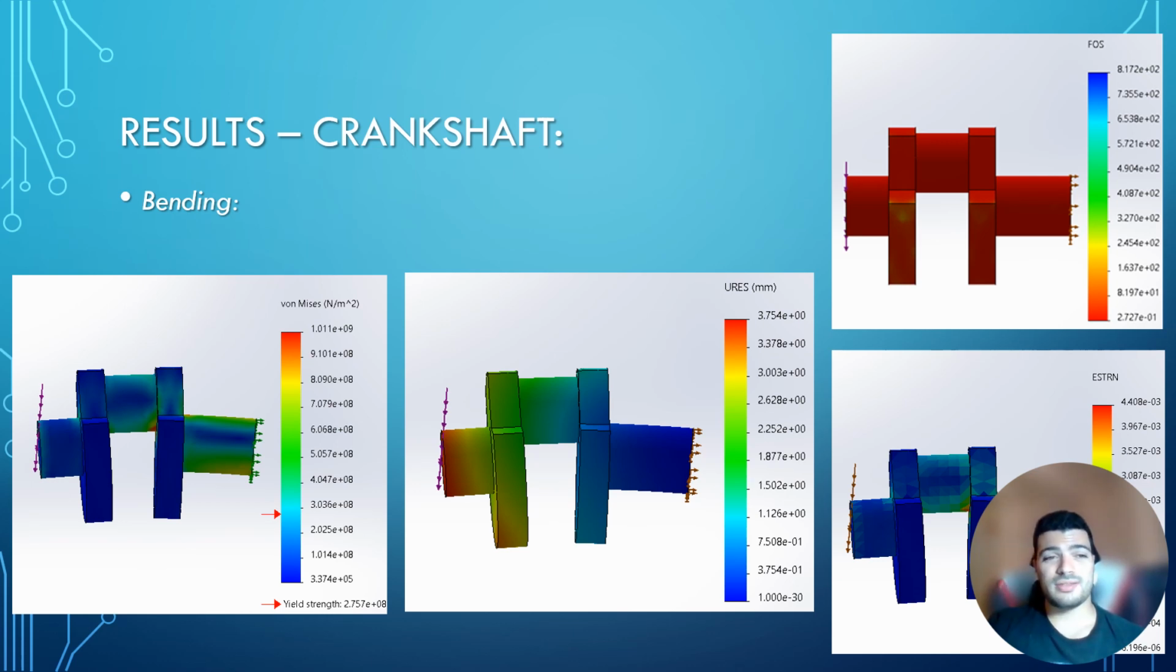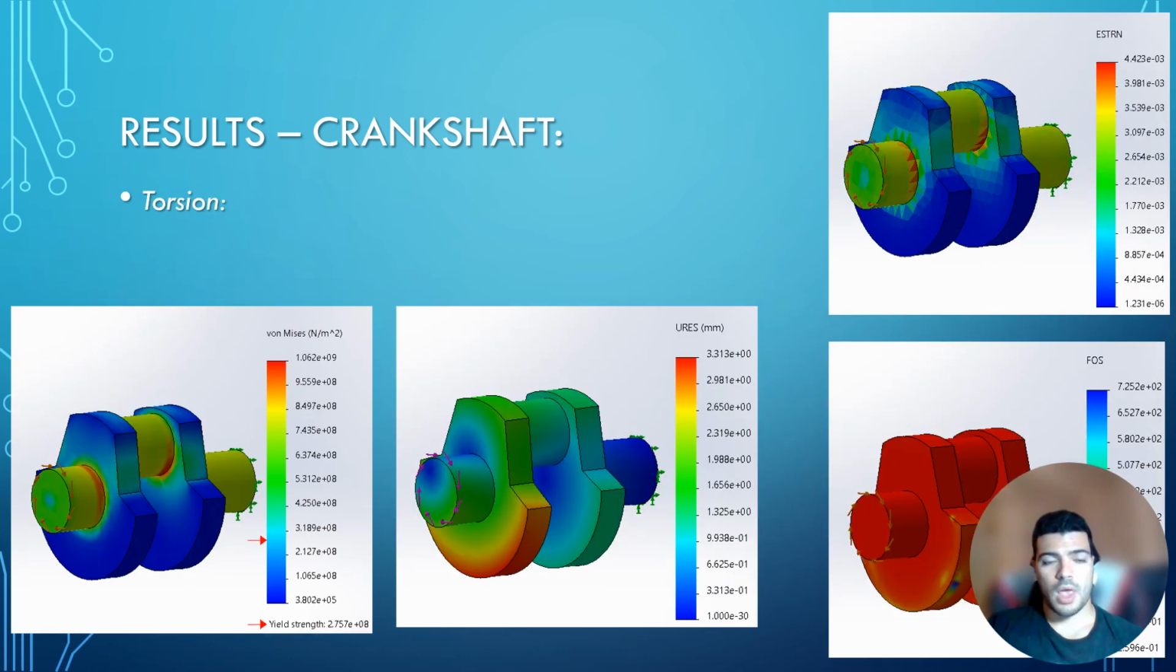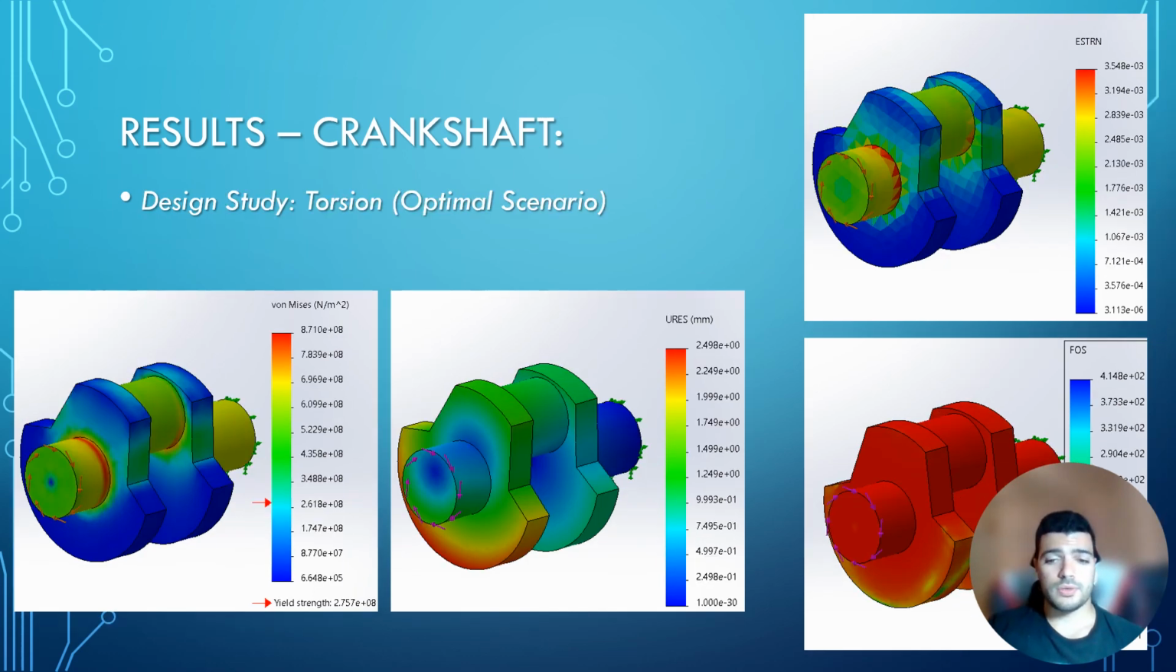Here the bending study for the crankshaft is featured. Here we have the torsion study for the crankshaft. This one's an interesting one. This one is the design study for the torsion study of the crankshaft in an optimal scenario. It's important to note that there were 121 scenarios here. Therefore, the simulation took a lot to run.